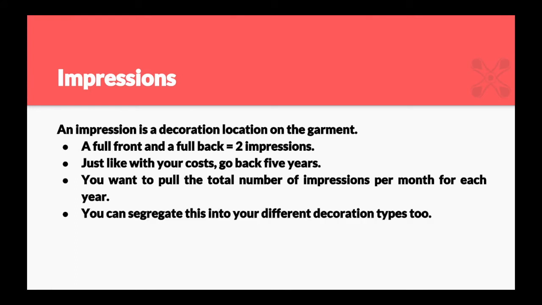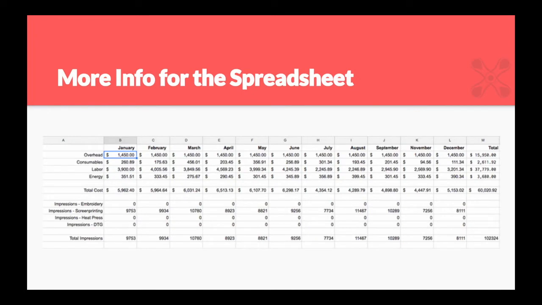Okay? And then you can segregate this into your different decoration types too. So if you screen print, embroider, do heat press, DTG, sublimation, or have a cylindrical press, whatever you do, measure that for each group, and then we're going to throw that onto a spreadsheet. So that's going to look just like this. It's the same spreadsheet we used originally, okay? And then what we've done now is we've added in our columns there: embroidery, screen printing, heat press, and DTG.